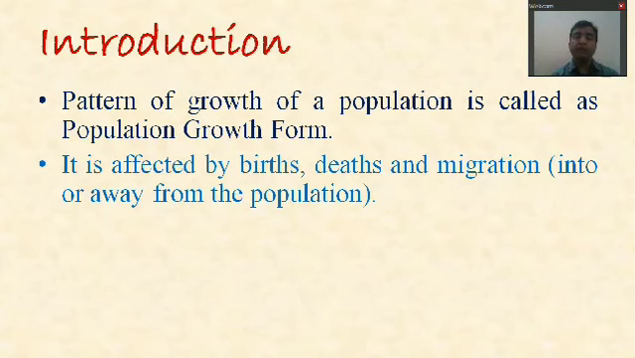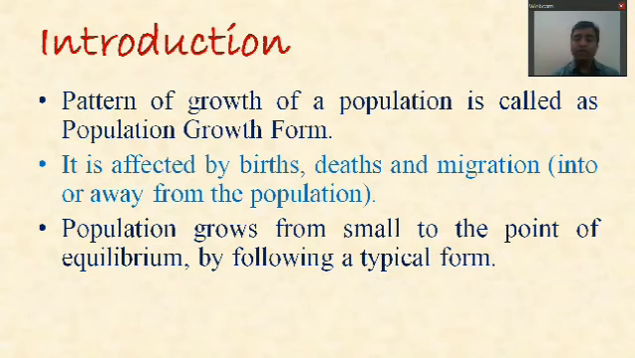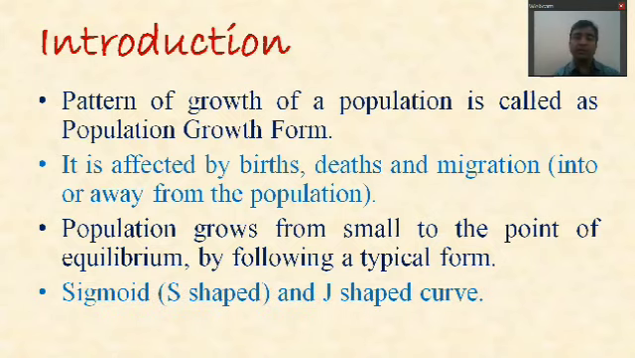So these three factors, birth, death, and migration, affect the population growth, and due to that effect, their pattern of growth again changes. Population grows from a small size to the point of equilibrium by following a typical form. Scientists have discovered two patterns of the population growth form, that is the sigmoid curve or S-shaped curve and the J-shaped curve. The name is given depending on its shape.